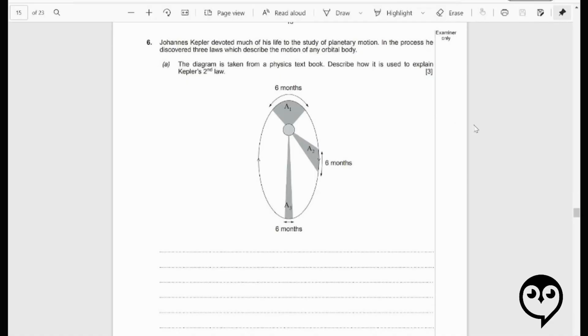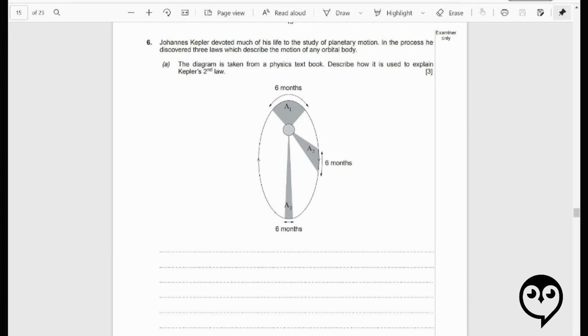Okay, this question is from the Component 2 Eduqas. It's a part of the WJEC, but it's the Eduqas version. This was from 2017, and this is about Kepler's laws from the looks of it. They're going to ask you to describe how this diagram can explain Kepler's second law.